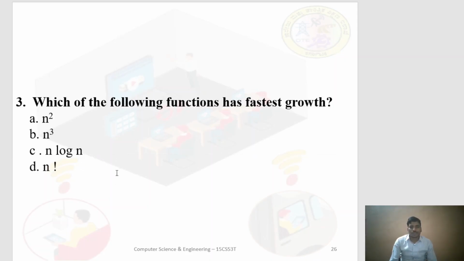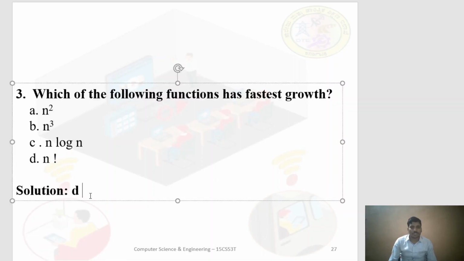Let us see the third question. Which of the following functions has the fastest growth? If you observe the table, you will know that the factorial function has the fastest growth. Let me see the answer. Option D, which is n factorial.